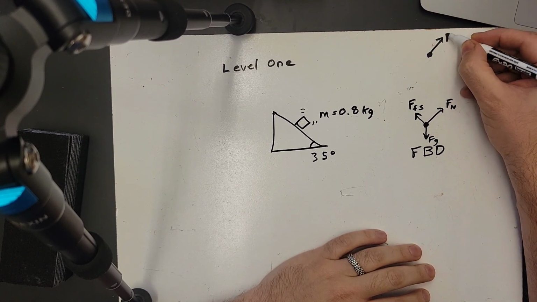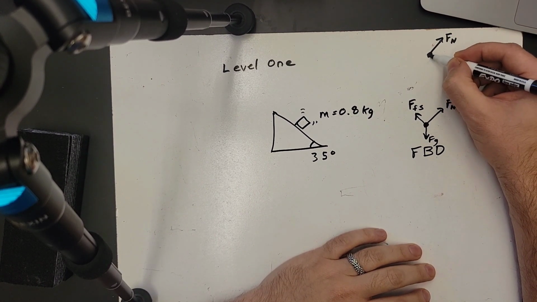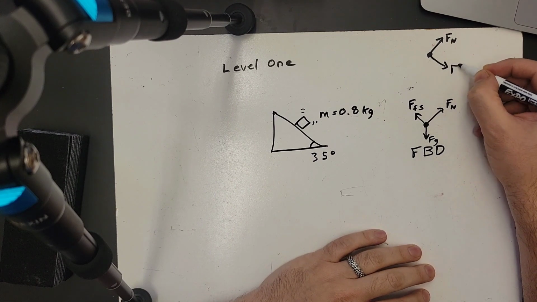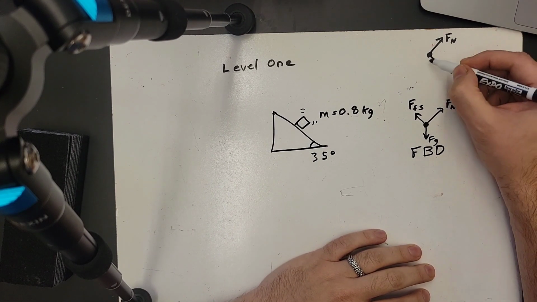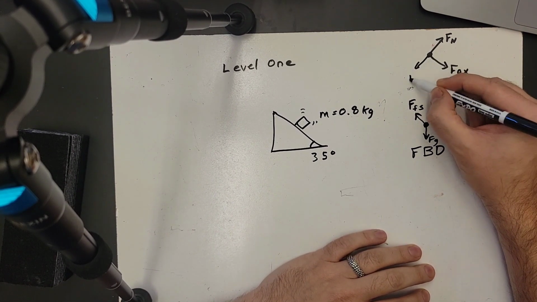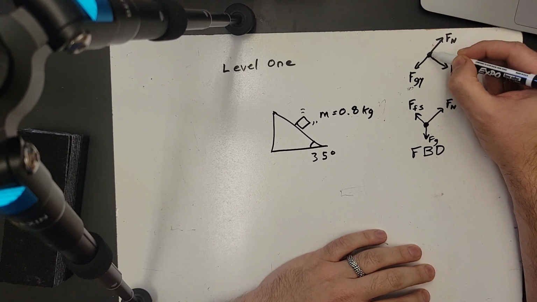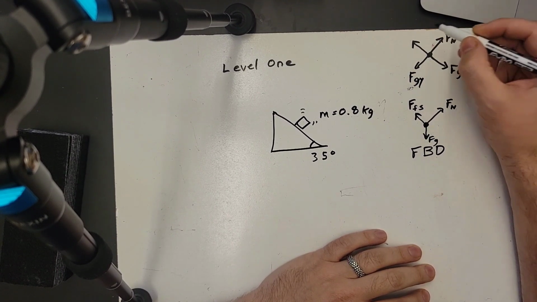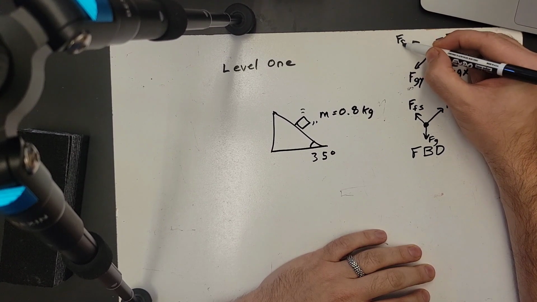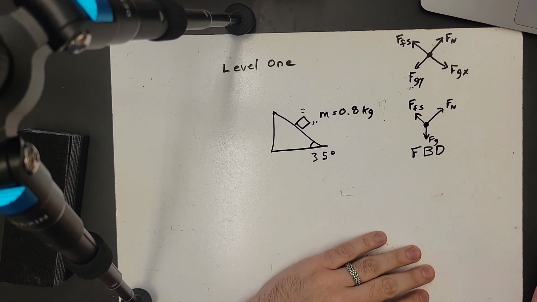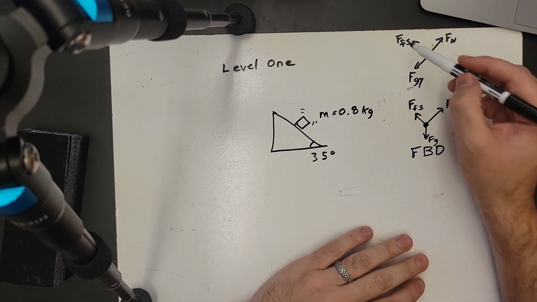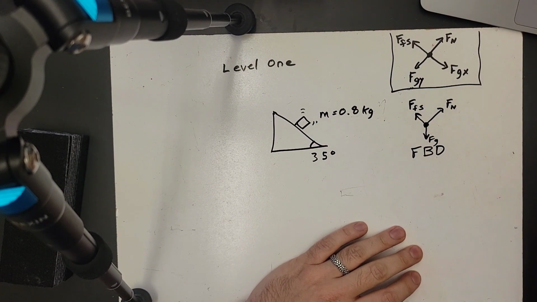Now, not a free body diagram, but infinitely more useful would be this. I got my normal force. I got the x component of my gravity force. I got the y component of my gravity force. And I have the force of static friction. All right, now, I'm going to focus on this.